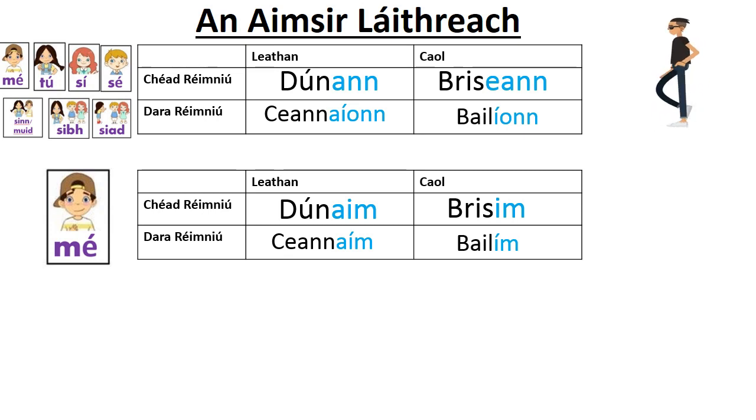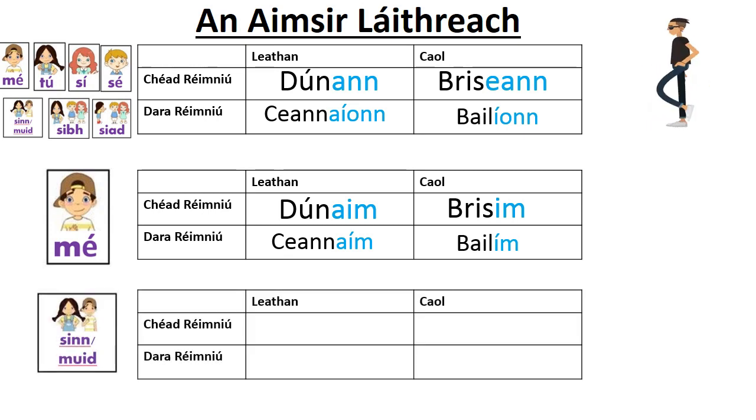Valium. And as we know, there's always a separate ending for shin and widge, for we. Like I said at the start, you can actually use that first ending and just write shin with it. So you could say Dúnan shin or Briseann widge, but this is really a better way to do it.